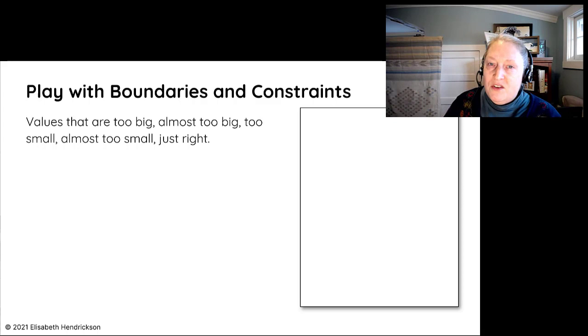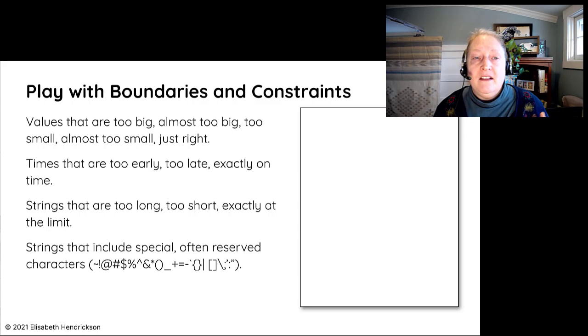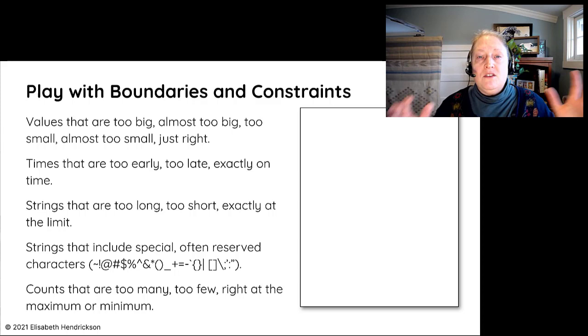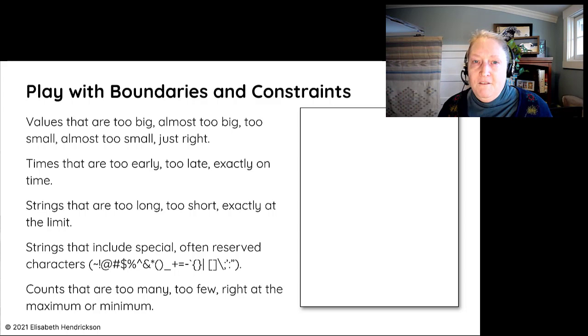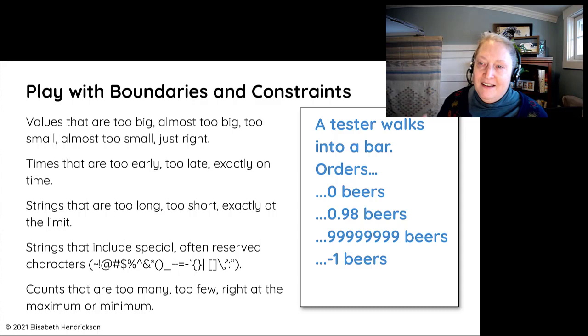Times that are too late, exactly on time, etc. Strings that are too short or exactly at the limit, or strings that include special or often reserved characters that violate a constraint within the system, or counts that are too many or too few. These are all examples of using boundary analysis to identify interesting tests. And it's these kinds of tests that yield the joke on the internet about a tester who walks into a bar and orders zero beers, 0.98 beers, 99 beers, -1 beers, etc.